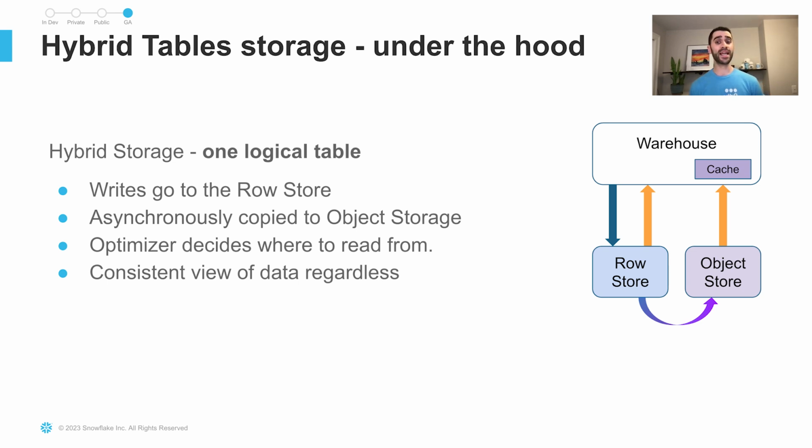Additionally, when we're reading data out of that object storage on analytical queries, we're also columnarizing and caching that data on the warehouse. So subsequent analytical queries against that same table will be more performant and efficient because they won't have to go to remote storage.